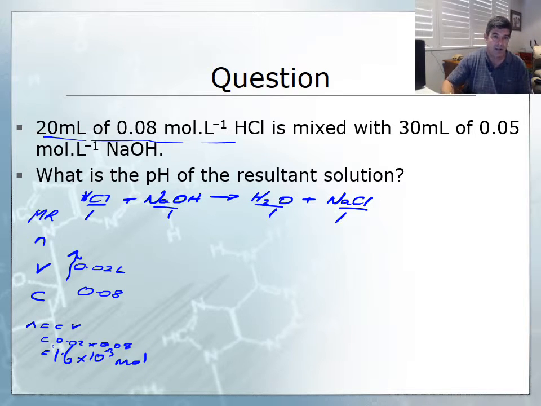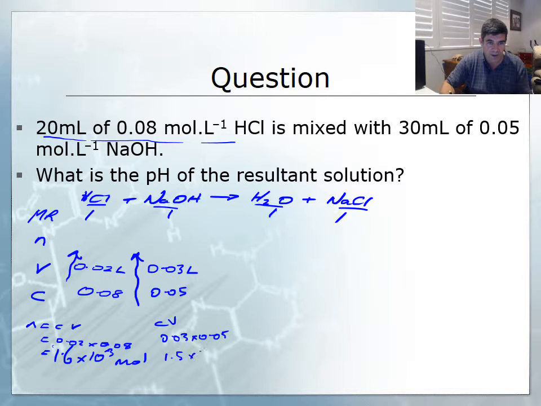Okay? We do the same thing here for this one. Concentration is 0.05 and the volume is 0.03 litres. Okay? So when we multiply these things together, we get 0.03 times 0.05, and we're going to get 1.5 times 10 to the minus 3 moles. What you can see is that we have an excess of acid. Okay, this number is greater than that number.